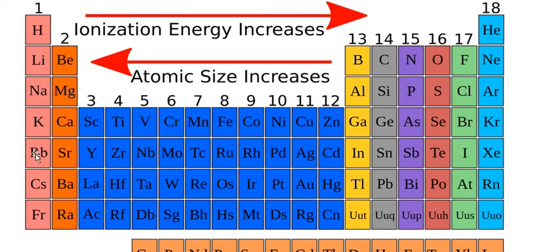So ionization energy decreases from the top to the bottom through any group, while when moving from left to right in any period, atomic radius decreases, so ionization energy increases. Here the atomic radius increases, the ionization energy decreases.